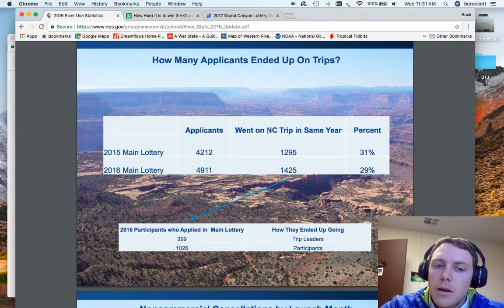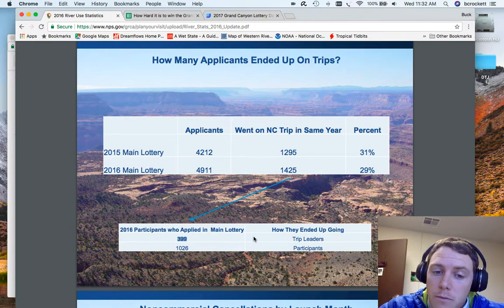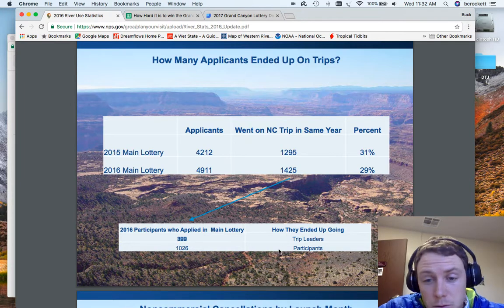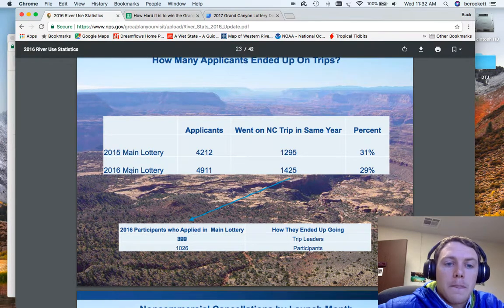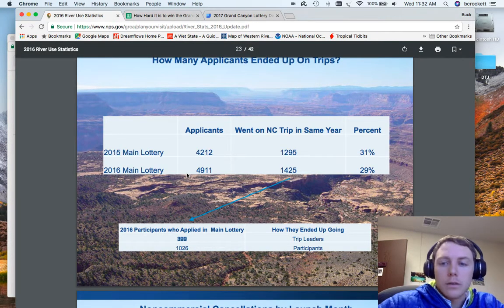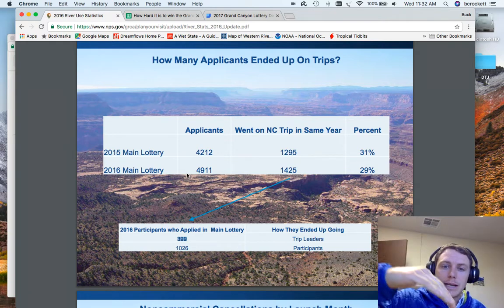It's sending the message that most people who apply to the lottery, or 31% of the people who applied to the main lottery, ended up on a non-commercial trip in the same year, and 29% of the people who applied in the main lottery ended up on a commercial trip in the same year, right? And you show for 2016 that about 400 of those were trip leaders, and about 1,000 of those were participants, right? What you don't show, and I think this is a little misleading, is how many applicants from the other lotteries ended up on trips. And we know anecdotally that would drive that percent down, right?